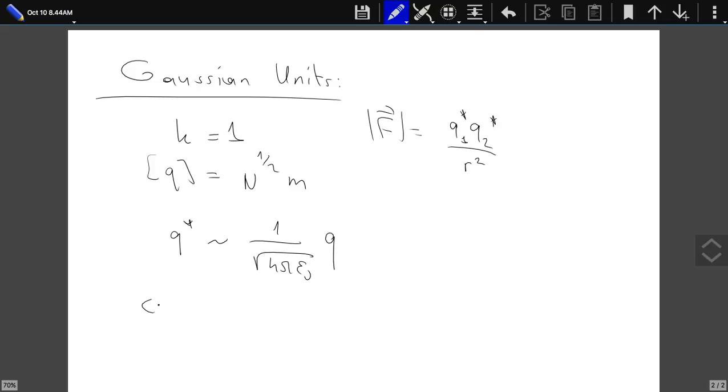Well, in CGS, the unit of Q, which we said is Newton 1/2 times meter, is also given a name, statcoulomb. It's just a different way of defining your units. If you just change your units, you are just changing this constant K. Whatever convention you choose, as long as you are consistent, things will be fine.